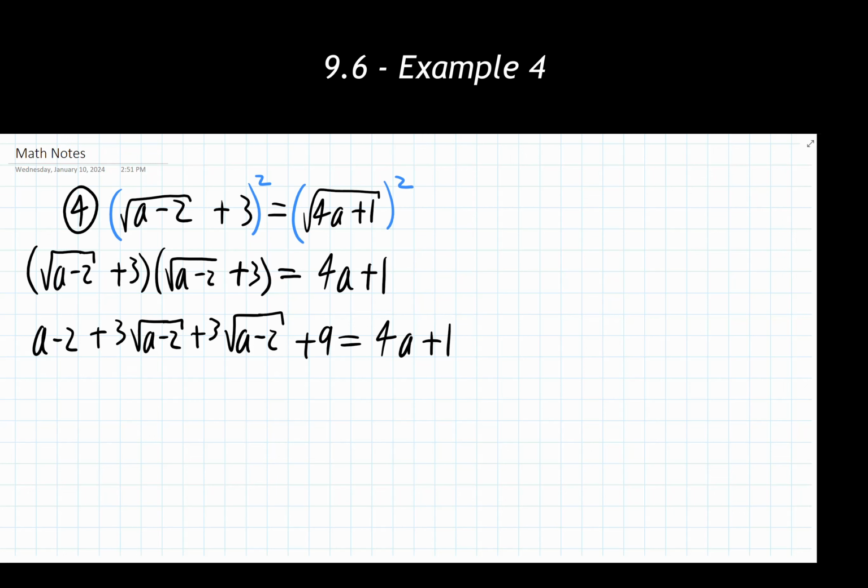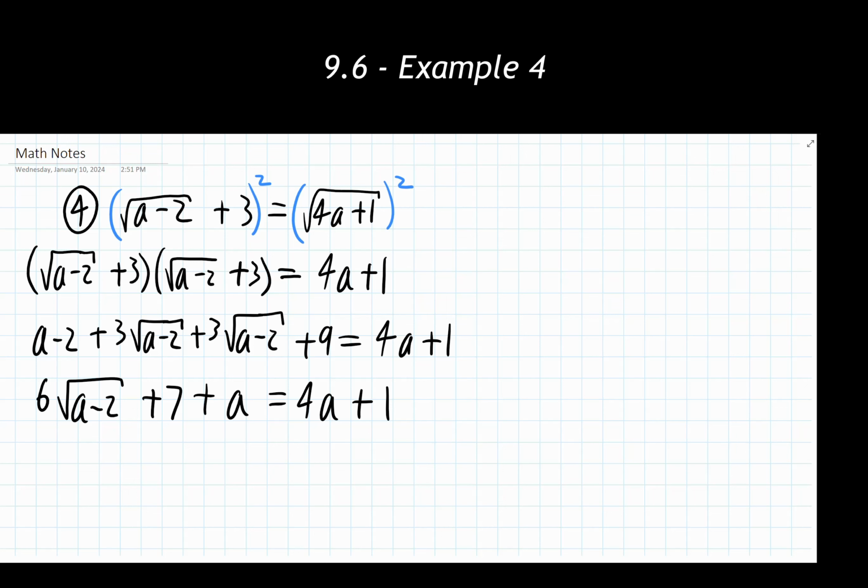So I'm combining things where I can. I'm going to combine these radicals together. That's going to give me 6 times the square root of a minus 2. I can also combine these constants together. That's going to give me plus 7. And then I have a over here as well. I can't add that with anything else because these a's are radicands. They're inside of a radical, so I can't do anything with those. But now the left side is as simplified as it possibly can be.